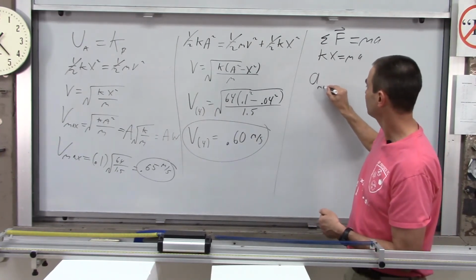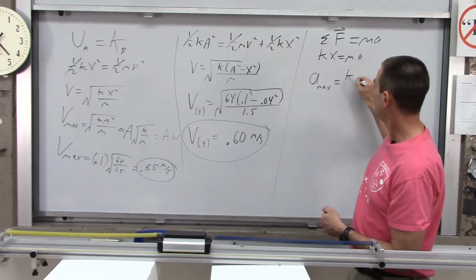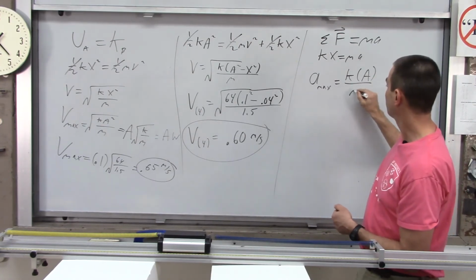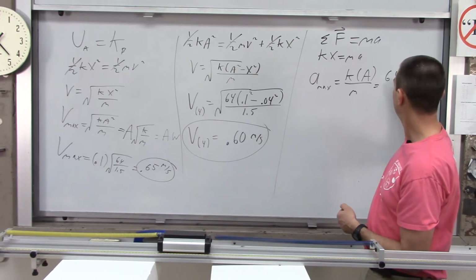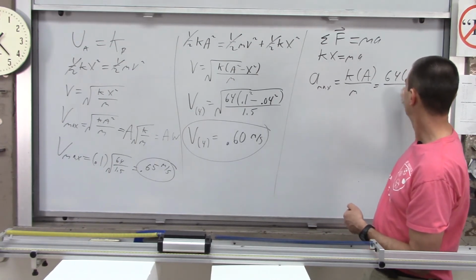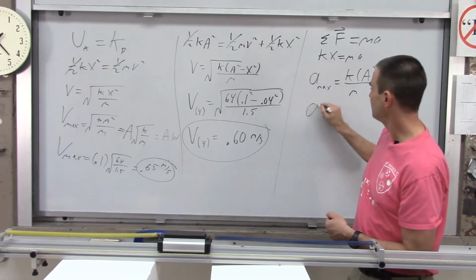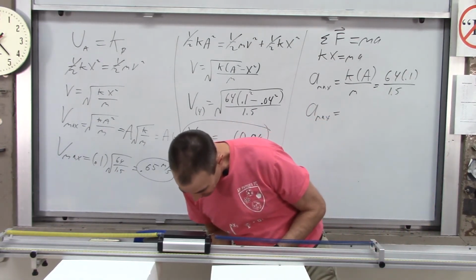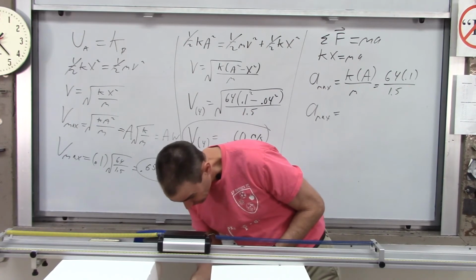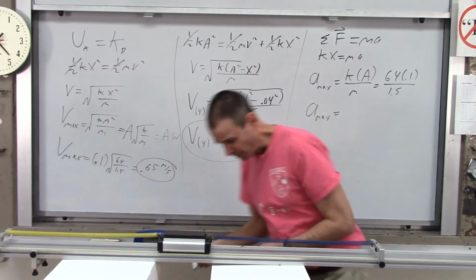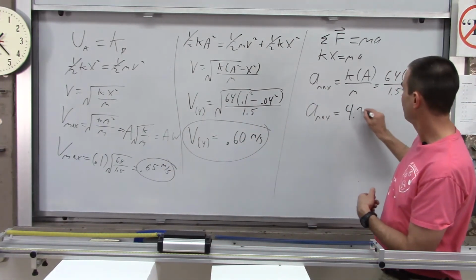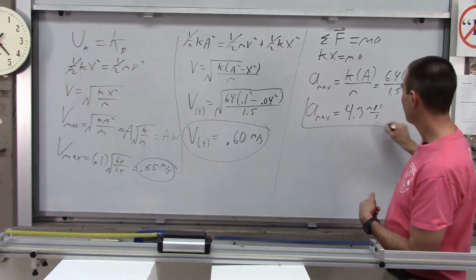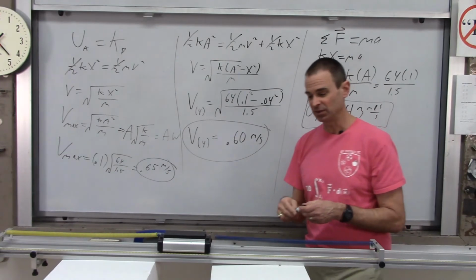Now, a max will be k times the amplitude of your motion. That's your 10 centimeters over the mass. So for us, that's 64 times 0.1 over the mass. And for me, when I plugged and chugged those into the calculator, I got 4.3. So I got 4.3 meters per second per second. So that's my maximum acceleration.